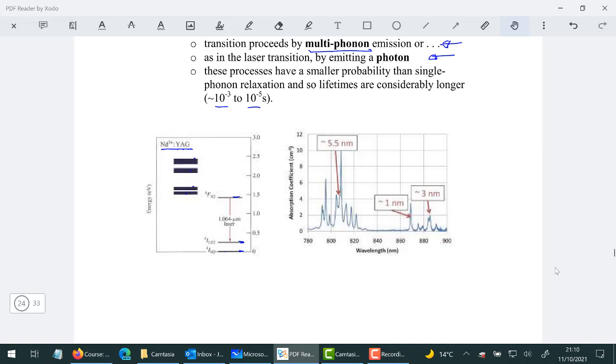What we're seeing here is an absorption spectrum of the transitions going from the ground state up into the first band, into the second band, third band, fourth band. So here, here, here, and here. So there's lots and lots of different ways in which we can get into that pump band. Lots of different wavelengths that we can use.